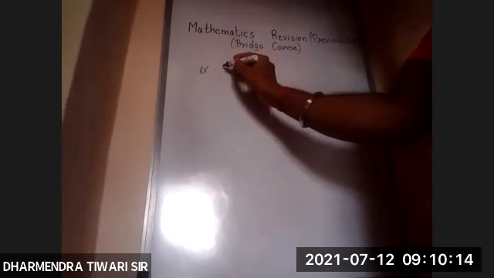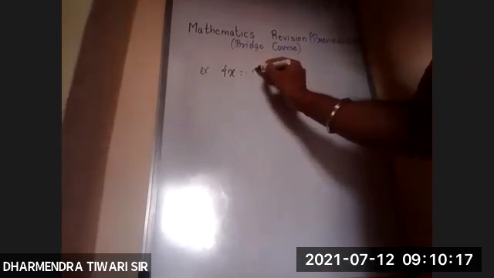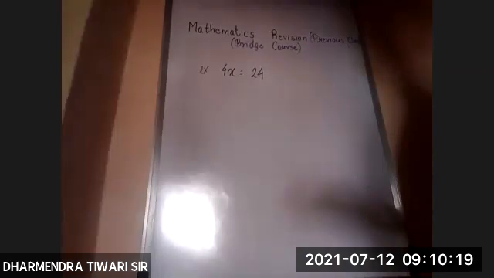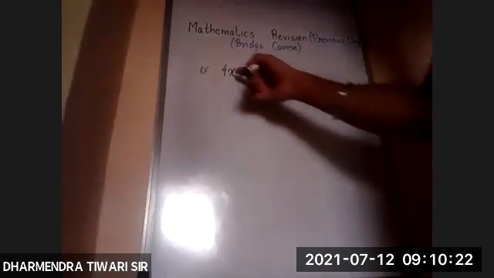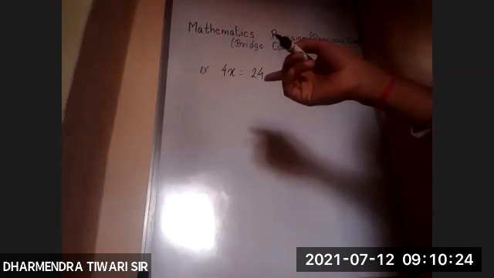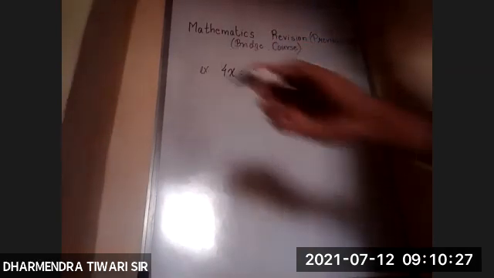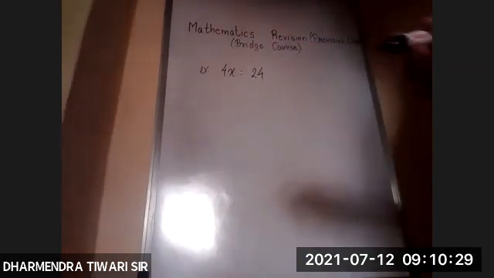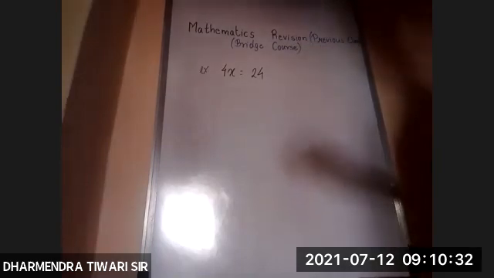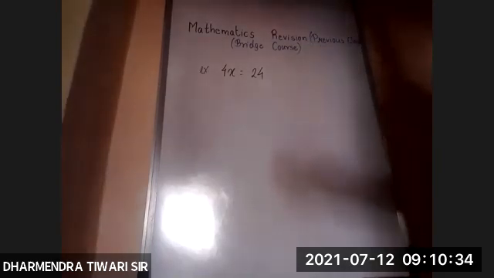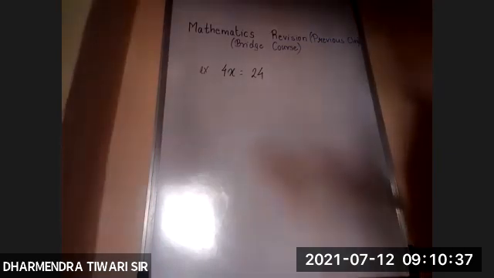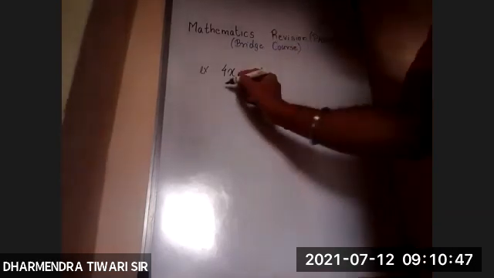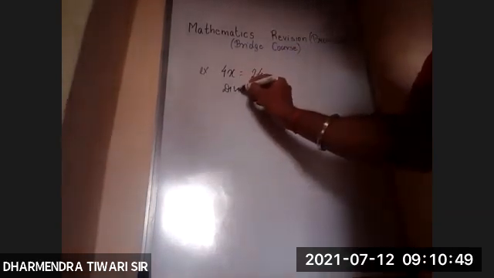So 4x is equal to 24. Now what can we see? We can see that 4 is present in the form of multiplication on one side. We have to get rid of it because we want to make the variable free of any multiple constant. Any constant which is being multiplied to that variable should be removed so that we can get the value. That is the solution. So what we need to do is divide by 4 on both sides.